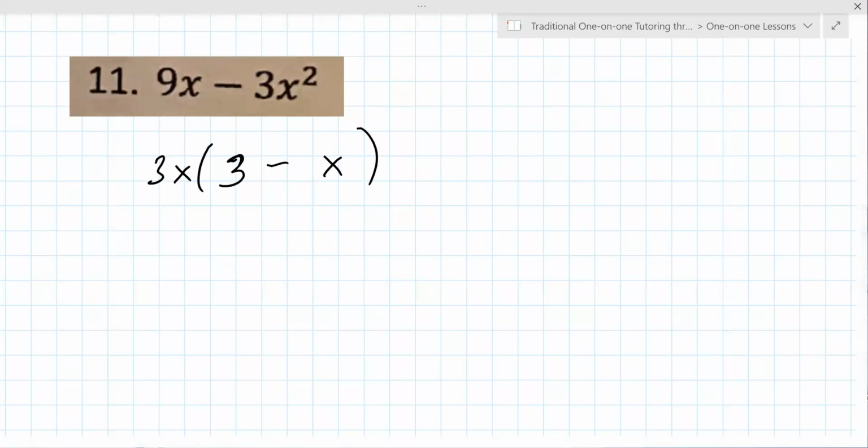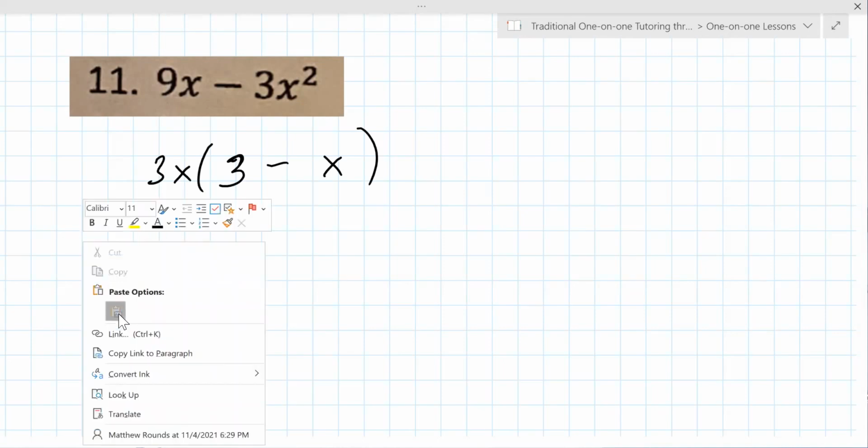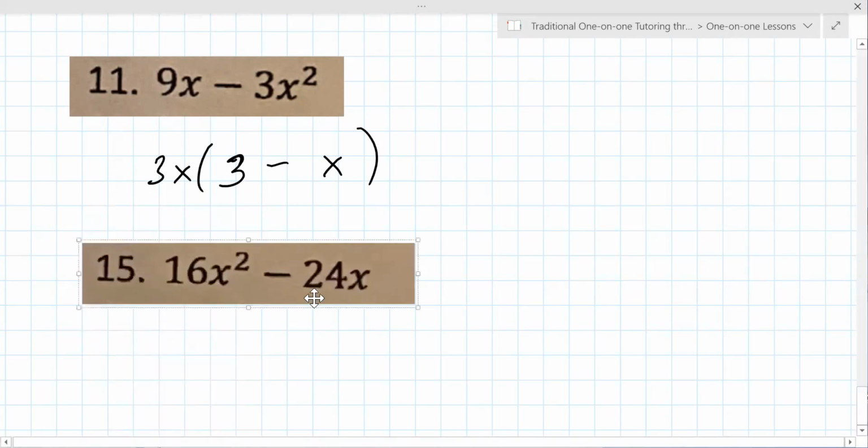All right, let's look at some of these other ones here. These might get more difficult, might not. Number 15. So give this a try. Seems like you've got a good handle on this.